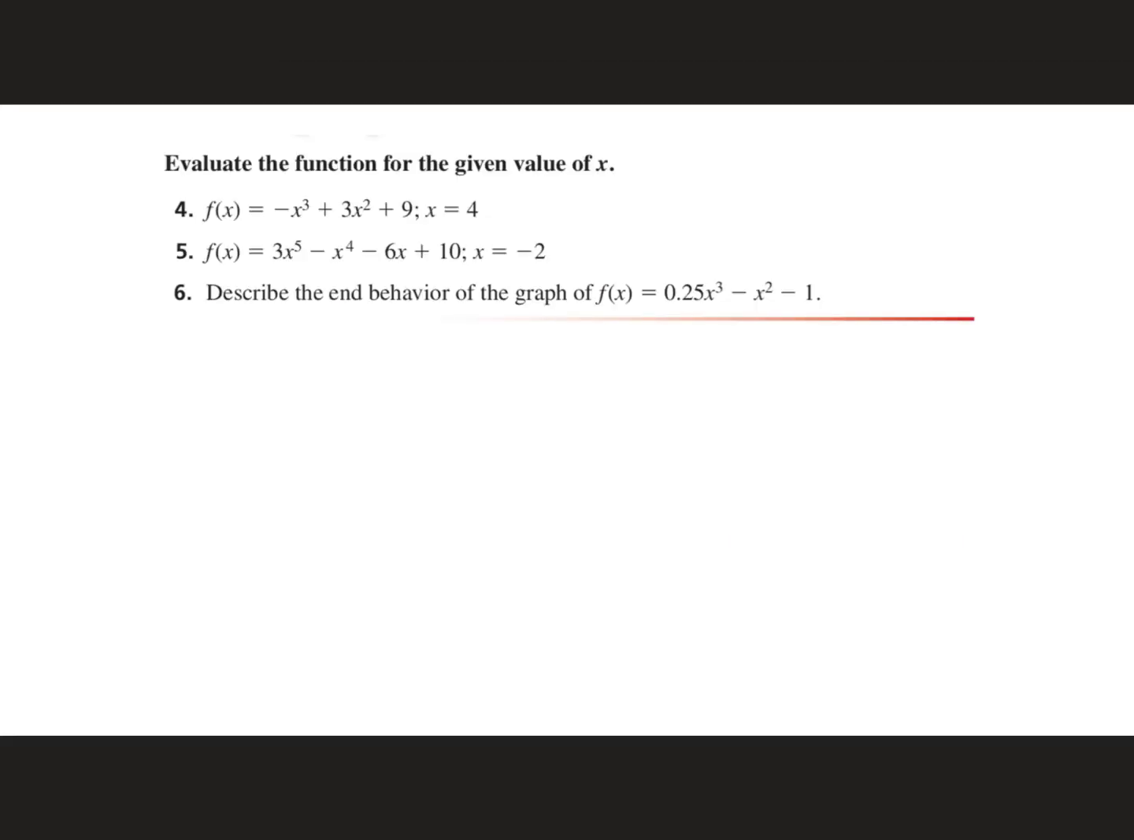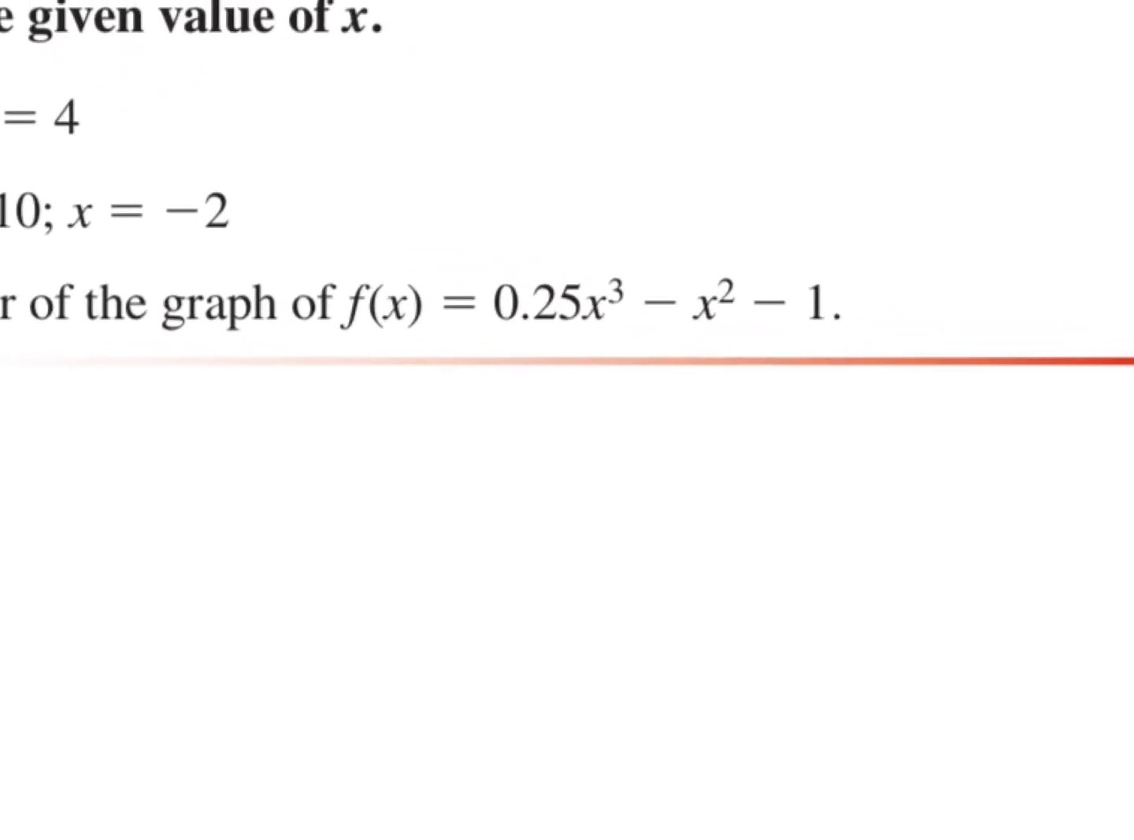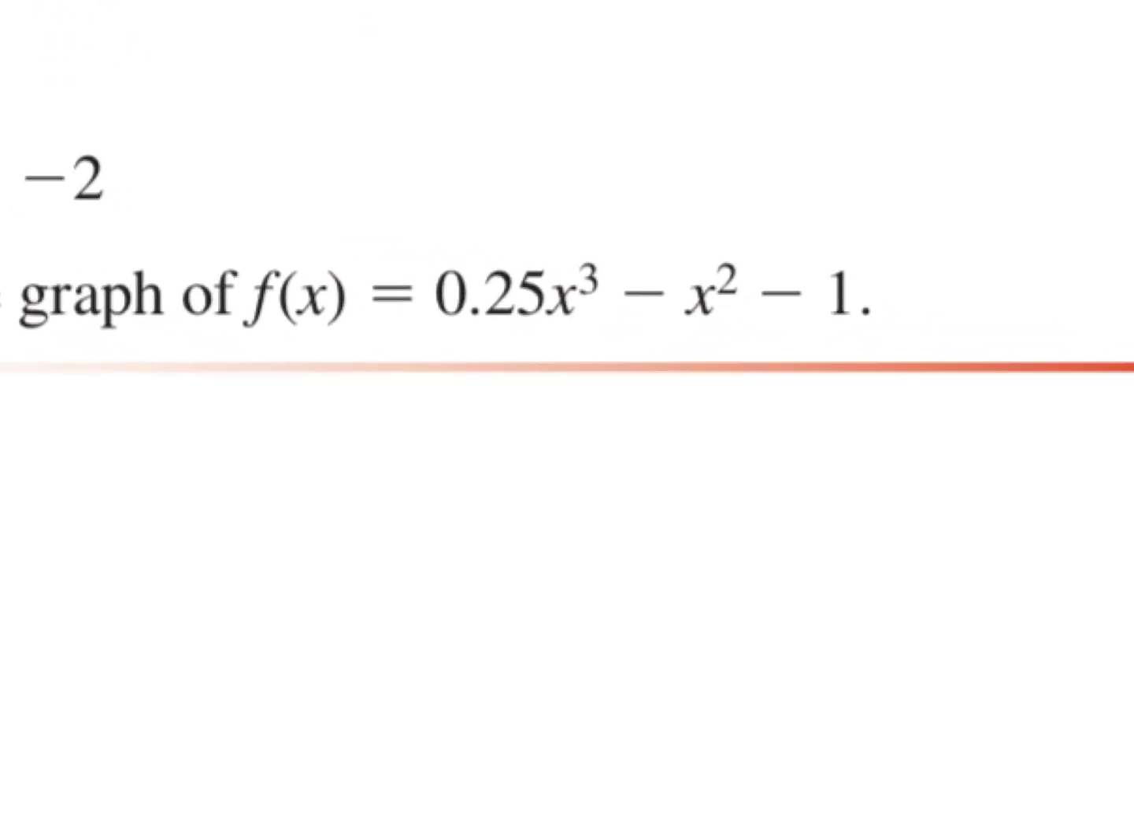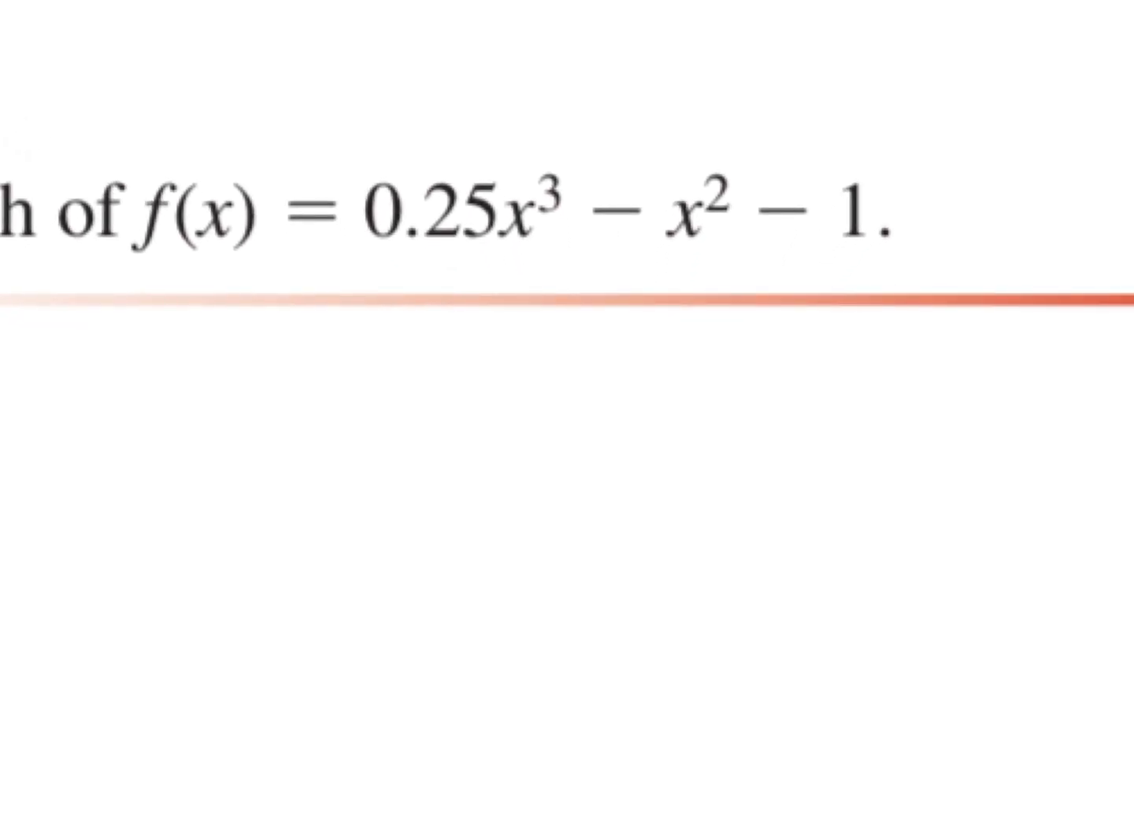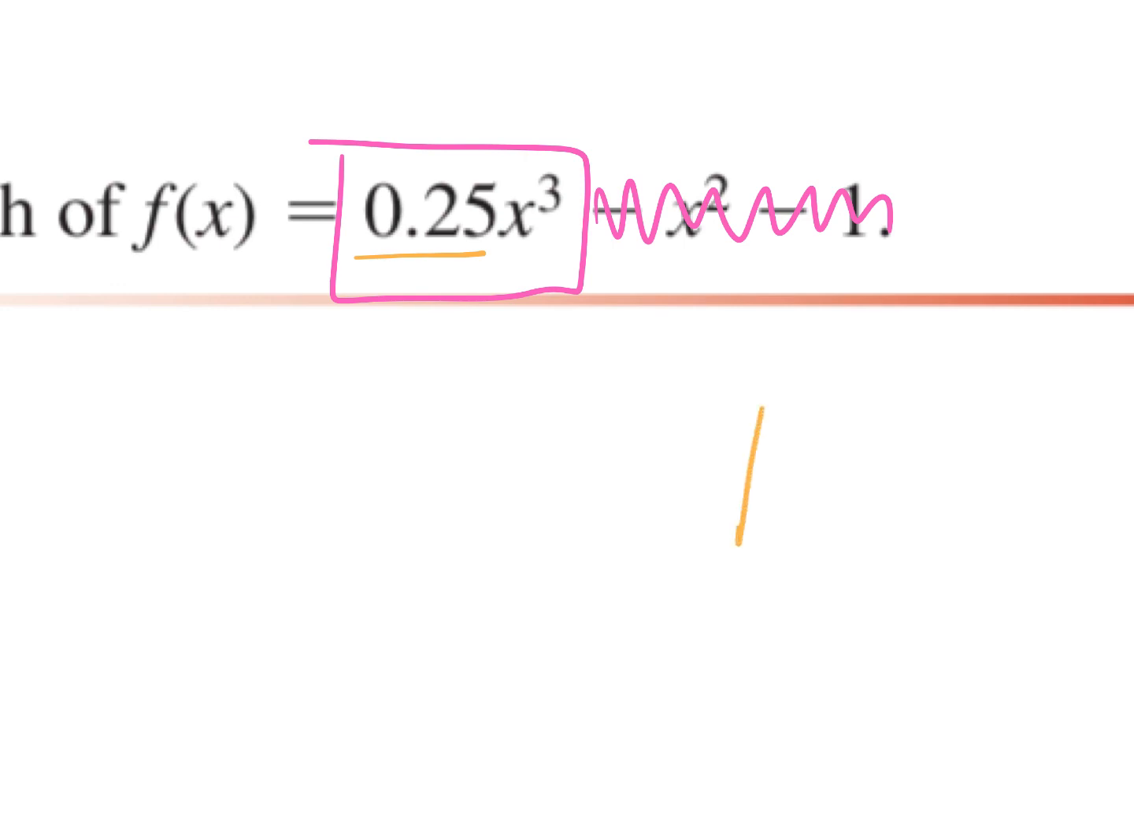I'm going to do number 6 first. We're going to describe the end behavior of the graph. So which term do I need to look at here? The first one, the one with the highest degree. The rest of it does not matter. Is my leading coefficient positive or negative? Positive. So what does that tell me about the right arrow? The right arrow goes up, so we could say rises right.